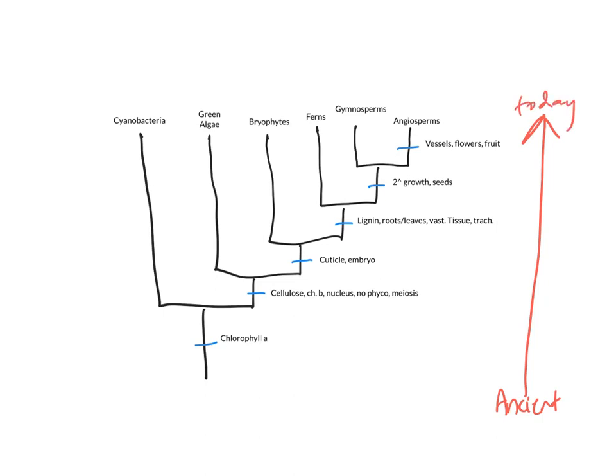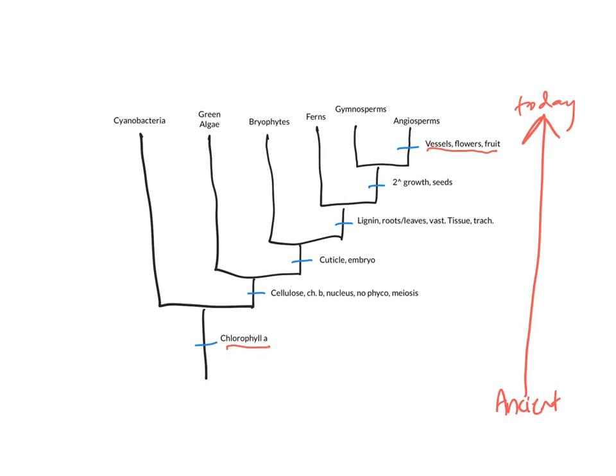Okay, so one of the ways that you can tell if a trait is ancestral or derived is if it came about further down on the tree. Like chlorophyll A, it's a much more ancestral trait than vessels, flowers, and fruit. Those came along much later in time. So that's one of the things.